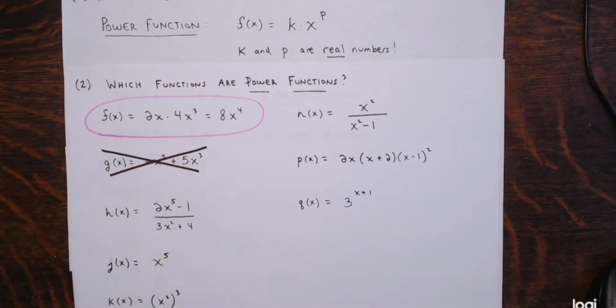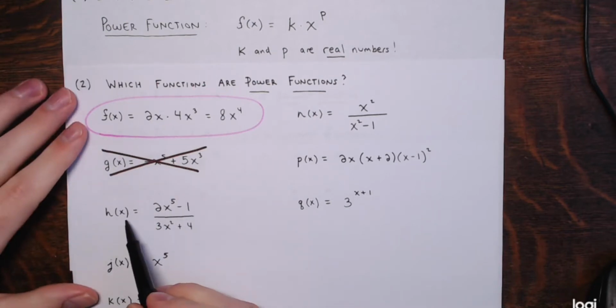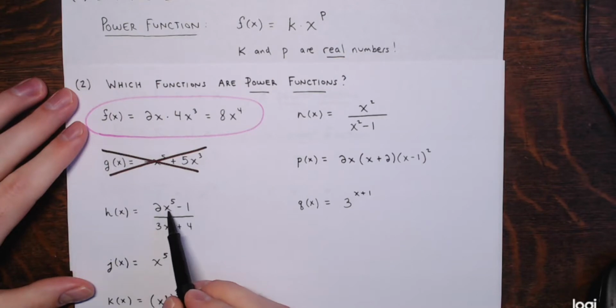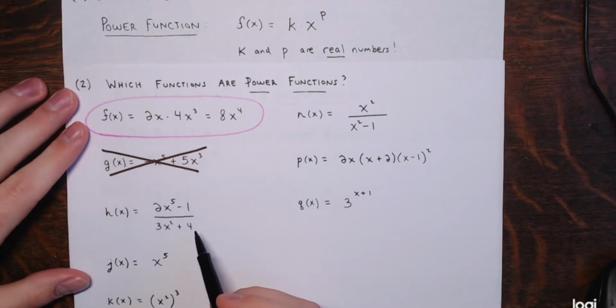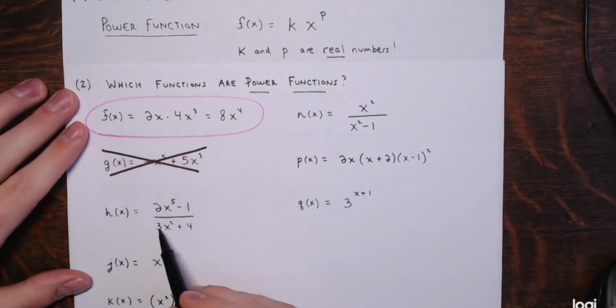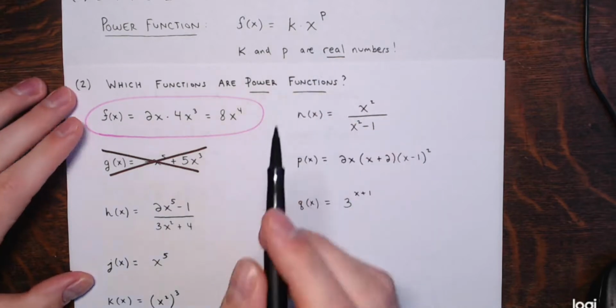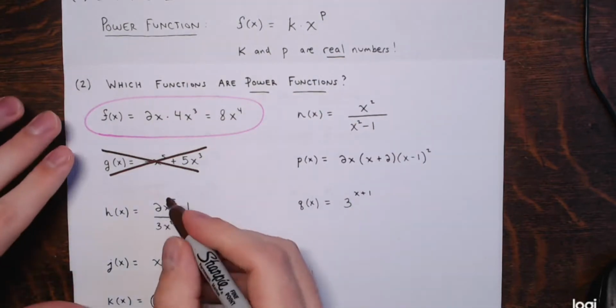All right, now the next one's definitely not. H of x equals a fraction, 2x to the 5th minus 1 in the numerator, divided by 3x squared plus 4 in the denominator. You can do polynomial division here, but you're going to see there's no way to write this as just a number times x to a power. So this is not a power function.